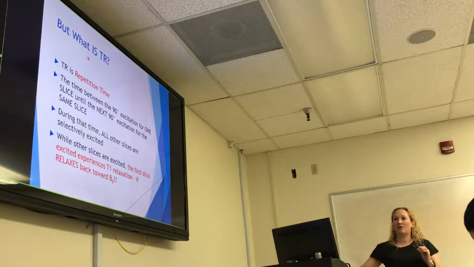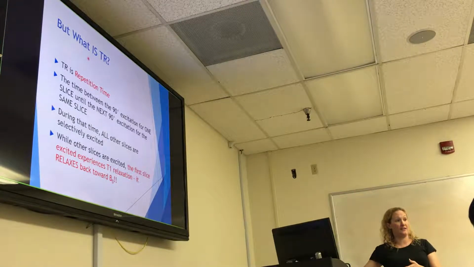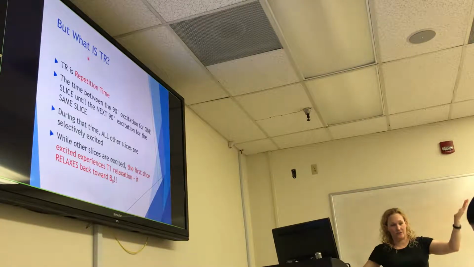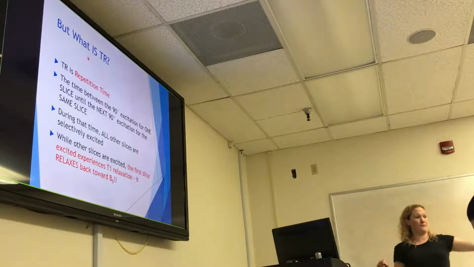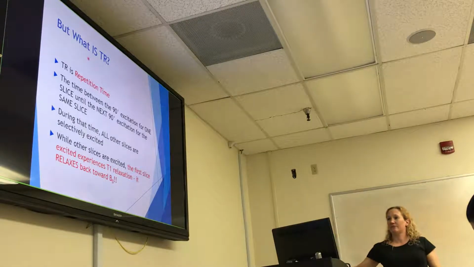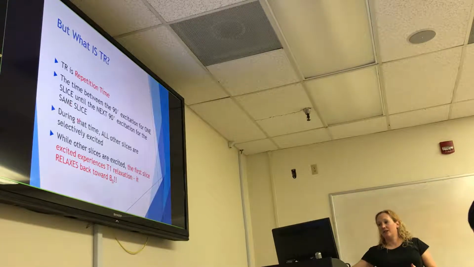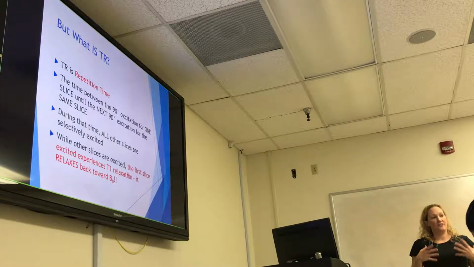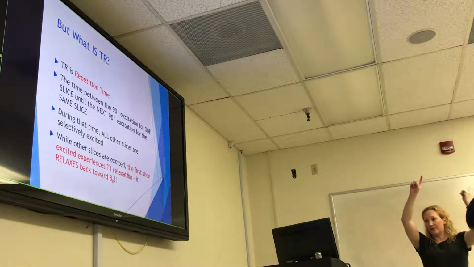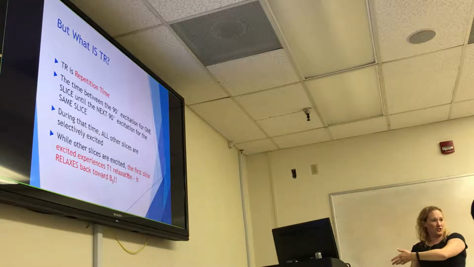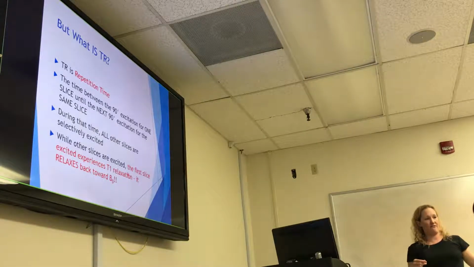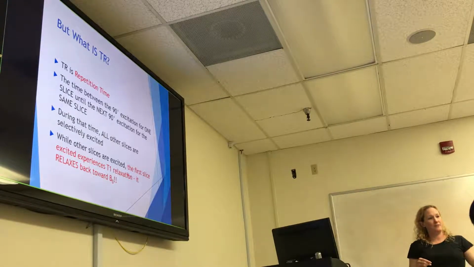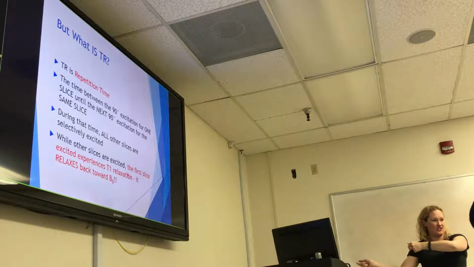During that time, all of the other slices are selectively excited. So we start at slice one. If you've got 25 slices, you're going to go 1 to 25, and then you're going to come back to 1, okay? But the really key thing here is that while all the other slices are excited, the first slice that got excited is going to experience that T1 relaxation, right? Because we've excited it, then we turned off our RF and we collected our signal, and then we moved on to all of our other slices. Well, slice one's just sitting there hanging out now, right? And it's experiencing that T1 relaxation.